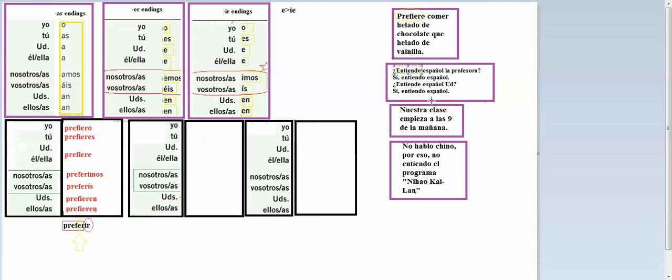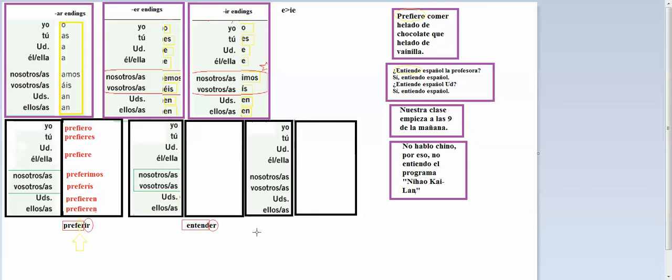¿Entiende usted español? Sí, entiendo español. So entender is to understand or to comprehend. So the verb is, I'll stick it right here, entender. Okay, and so the ending this time is ER, but the stem, and this is the stem.